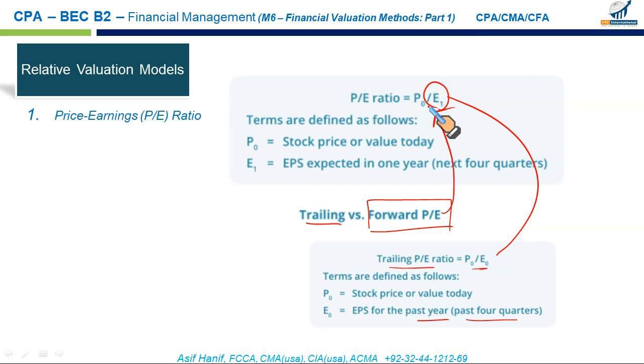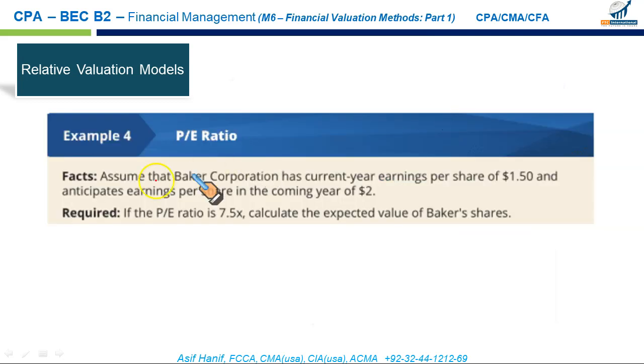How? We will do some questions to explain the idea. Now assume that Baker Corporation has current year earnings per share of 1.5, that is E0, remember. Current year earnings, E0 is equal to 1.5. And it anticipates earning per share coming year is $2. This is E1.